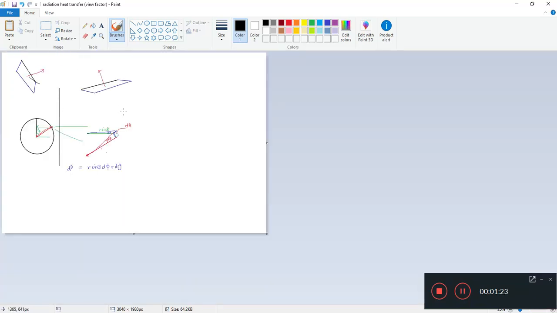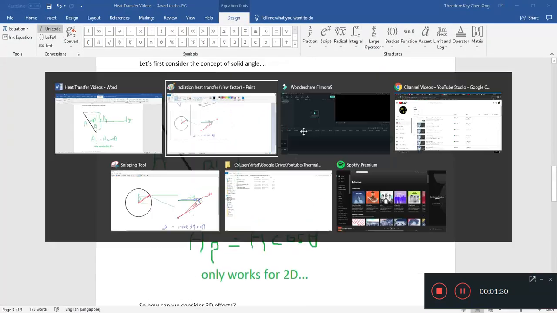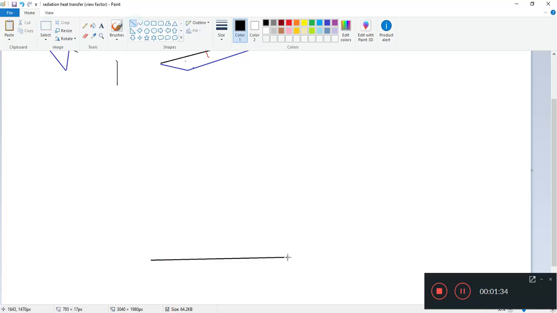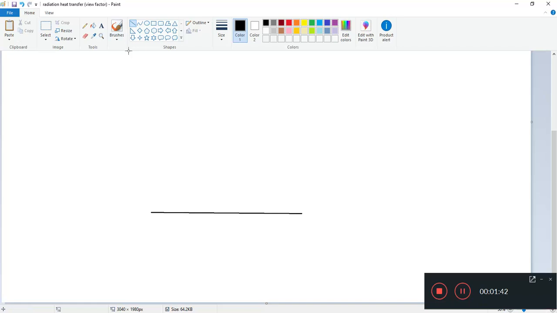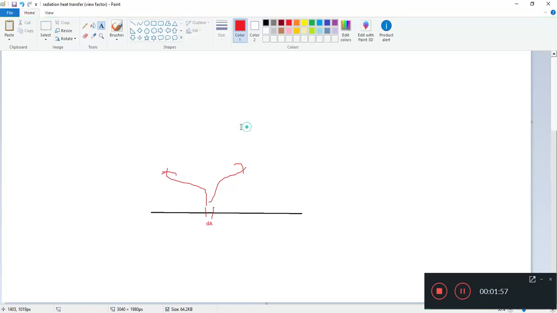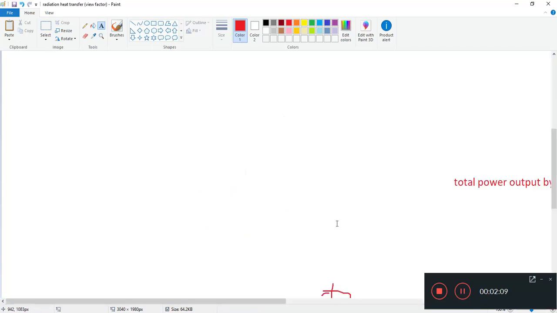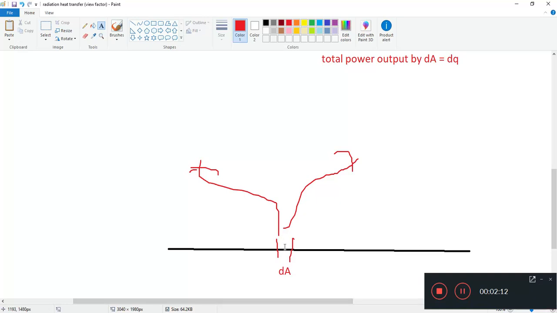Now before we start anything, we always want to draw some diagrams to make it easier for us. So we'll have a general stereotypical flat plate. It's always easier to mathematically start from a flat plate. Let's say per unit area, this area dA is giving out total power output by dA equals dQ. So the total power output by this small little area here, dA, is dQ.